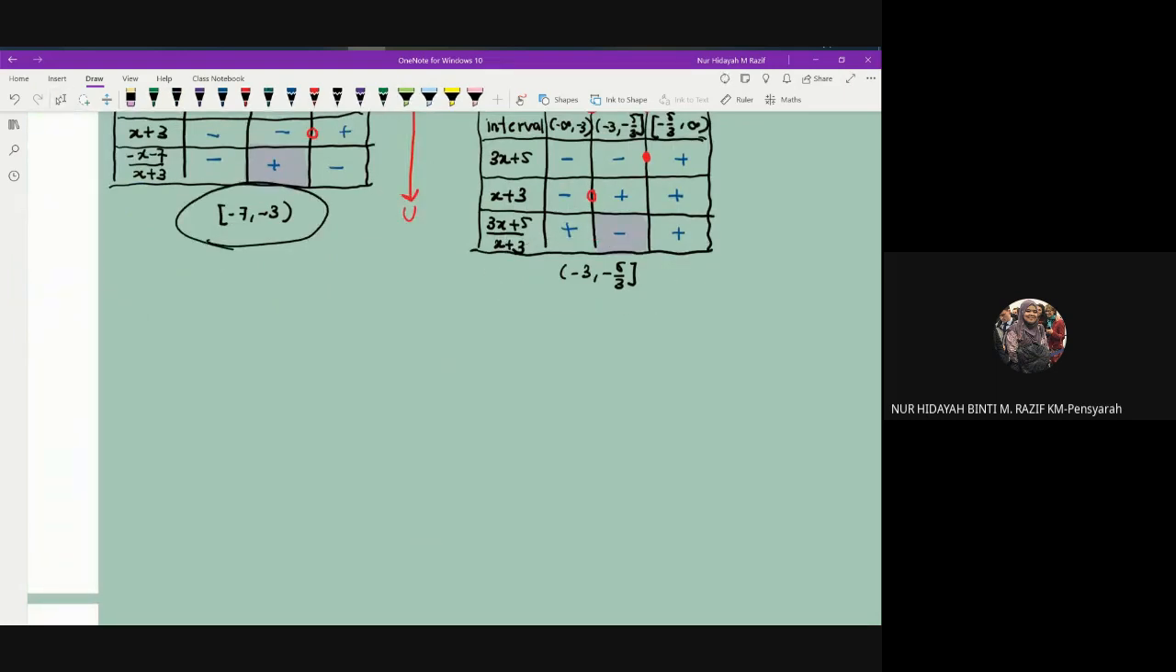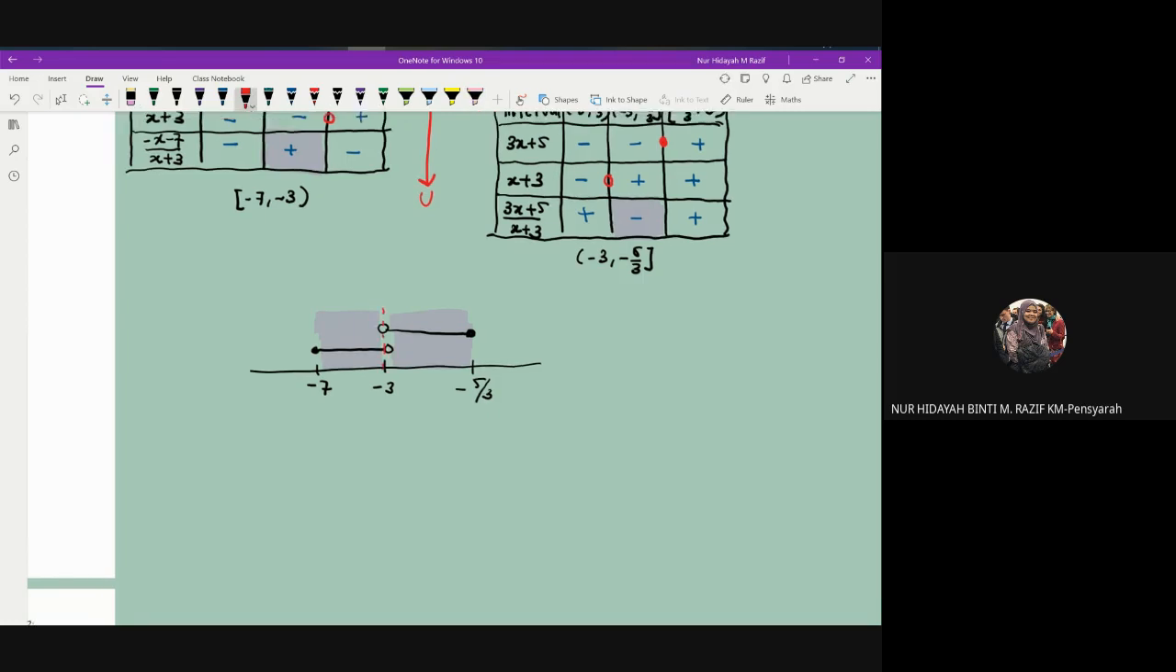So apa yang kita kena buat adalah just to be safe, lukislah garis nombor. Tapi sebenarnya tak payah lukis garis nombor pun tak apa. This is negative 7, negative 3 and negative 5 over 3. This is close, open. This is open, close. So kita nak cari union. What is union? Kesatuan. Bahagian mana yang kita ambil? Jawapannya adalah this part and this part except kecuali this part.